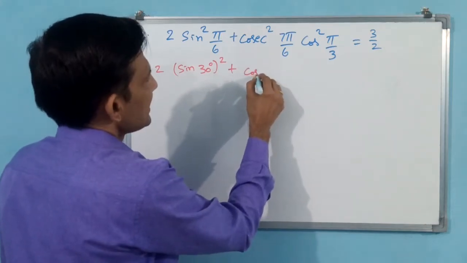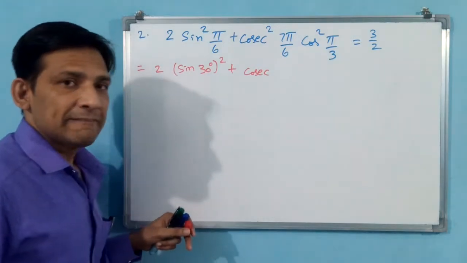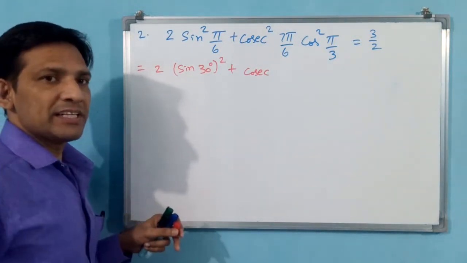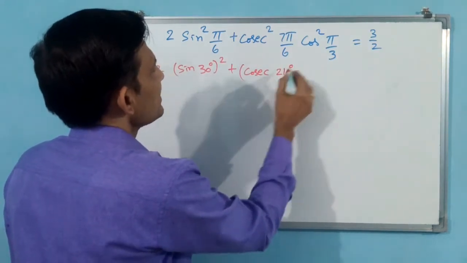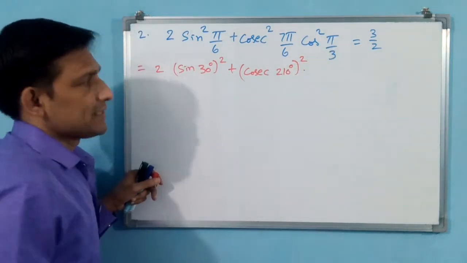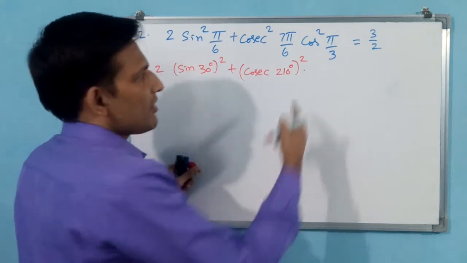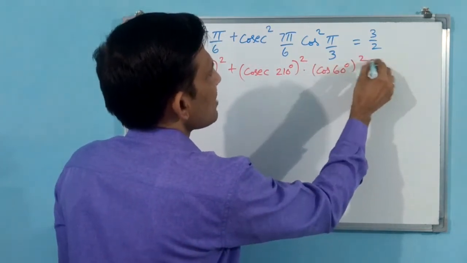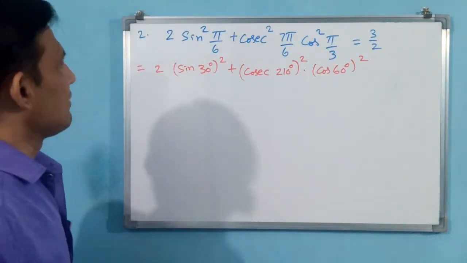Cosecant 7 pi by 6. Pi by 6 is 30. Okay, 7 into 30 is 210. 210 degrees whole square into, okay, no plus, into pi by 3, 60, cos 60 degrees whole square. Okay, like this you have to convert it.